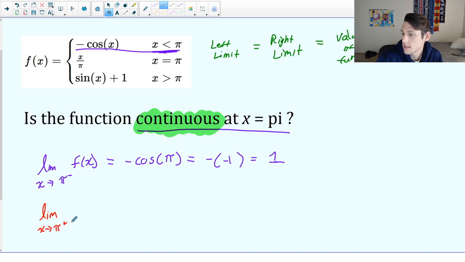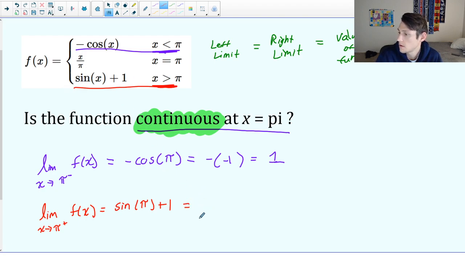Now let's find the right-hand limit. So as we approach from the right, so larger values than pi, right? They're getting close to pi, but they're still larger than pi, so we want to use this piece. So remember, if we're trying to evaluate a limit, the first thing that we always try to do is just plug in the value to whatever piece we need. So sine of pi plus 1, because that's what the equation is here. Sine of pi is 0. 0 plus 1 is 1. Okay, so I'm encouraged so far.